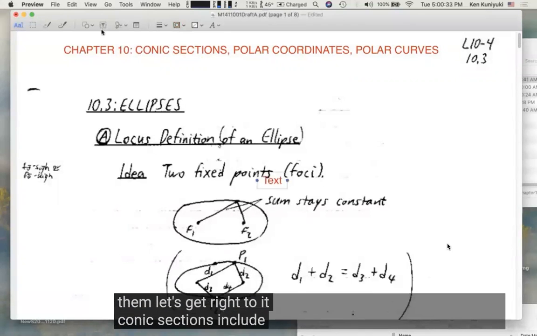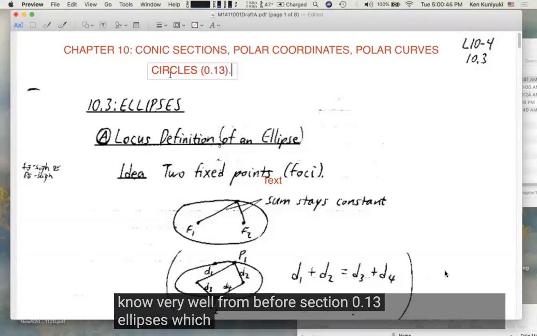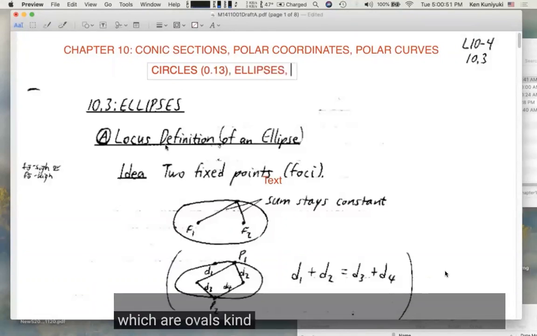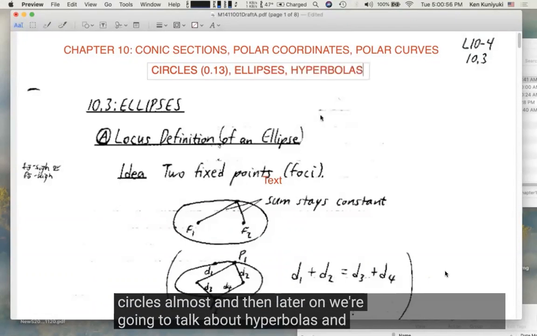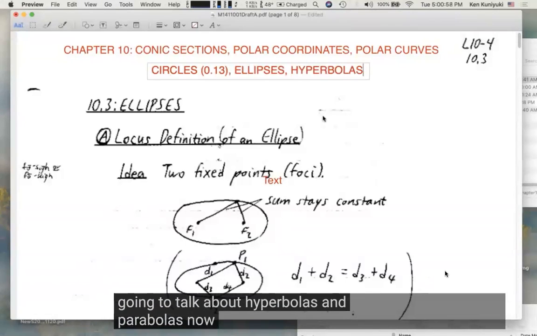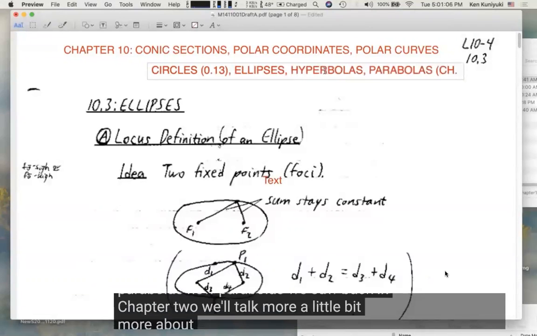Conic sections include circles, which we know very well from before, section 0.13, ellipses, which we're now going to do, which are ovals, kind of like warped circles almost. And then later on, we're going to talk about hyperbolas and parabolas. Now, parabolas we saw back in chapter 2. We'll talk a little bit more about them in chapter 10, just a little bit.